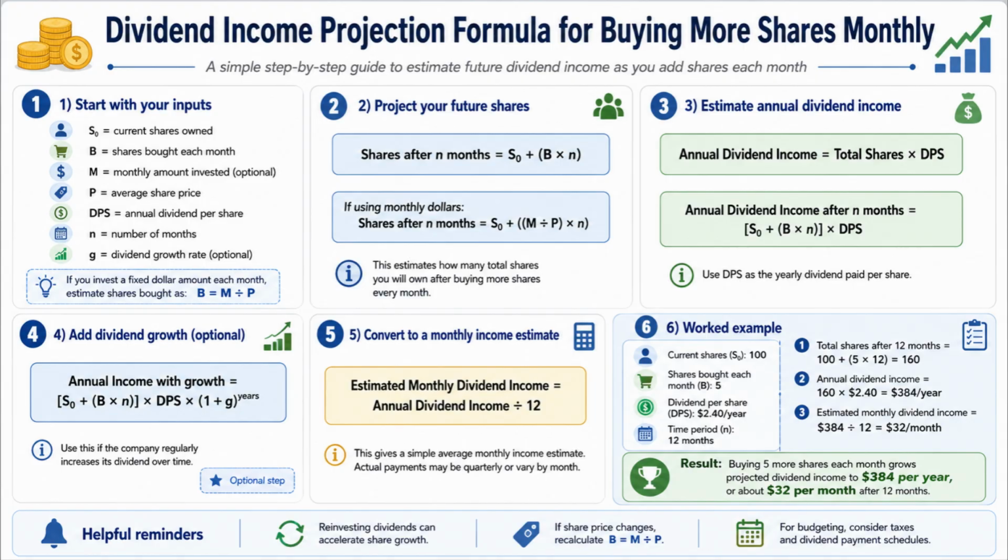So, in this example, buying 5 more shares every month increases the projected dividend income to $384 per year, or about $32 per month after 12 months.